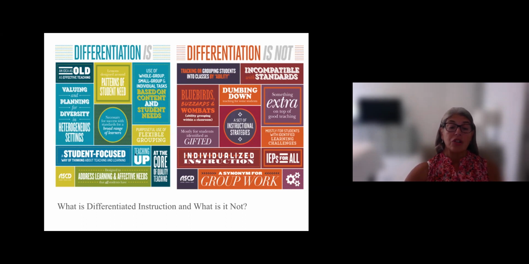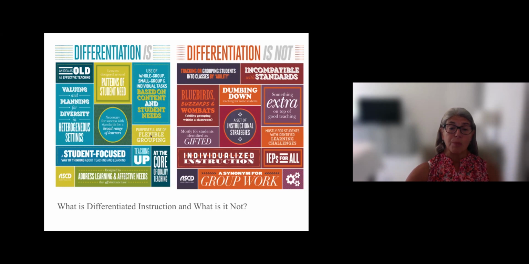And differentiated instruction is flexible grouping. It is not the bluebirds, buzzards, and wombats. That was in my time. When I was going to school, we had ability grouping. You were in a certain group. You were in the top, medium, or low group in reading and math or whatever. Everyone knew these are the kids that are in the low group. No matter what you called it, they knew they were in the low group. They felt dumb. That wasn't good for their learning. So it is not that.